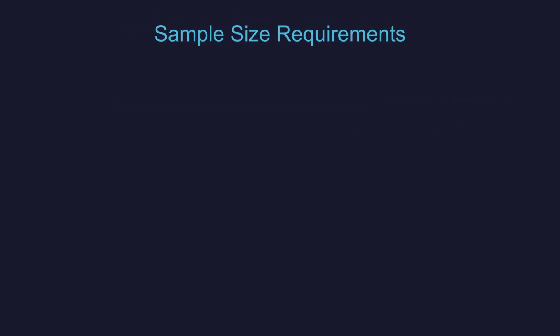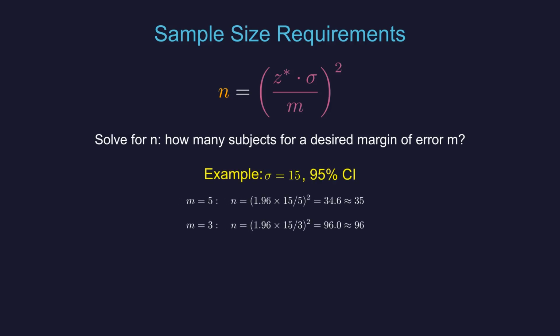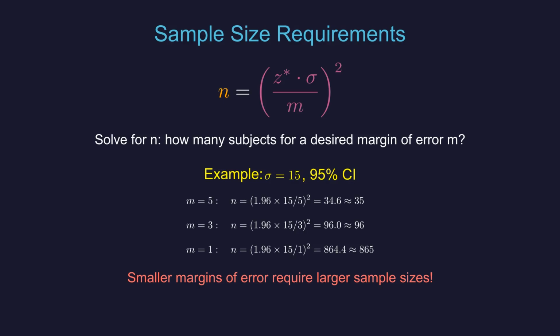We can also determine the sample size needed for a desired margin of error. The formula is n equals Z star times sigma divided by m, all squared. For example, with sigma equals 15 and 95% confidence, a margin of error of 5 requires about 35 subjects. A margin of 3 requires 96 subjects. And a margin of just 1 requires a whopping 865 subjects. The takeaway, cutting the margin of error in half roughly quadruples the required sample size.